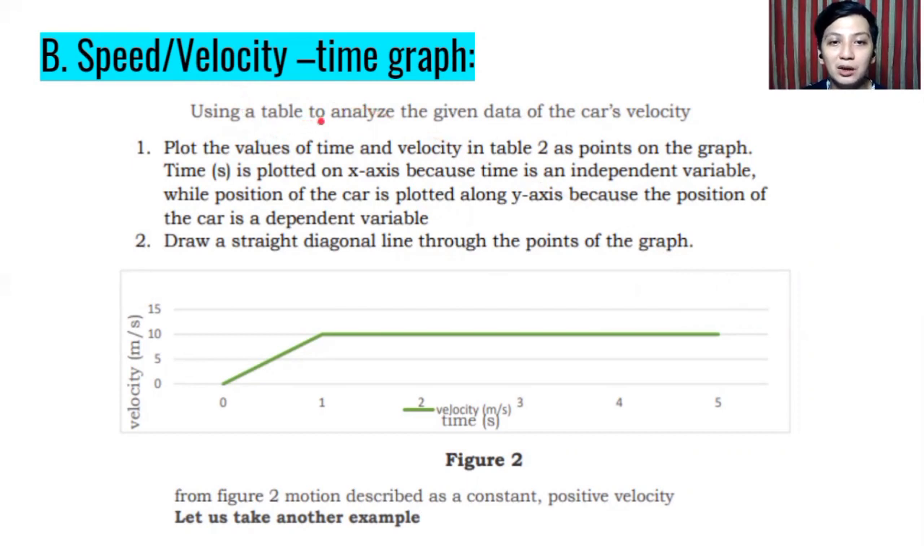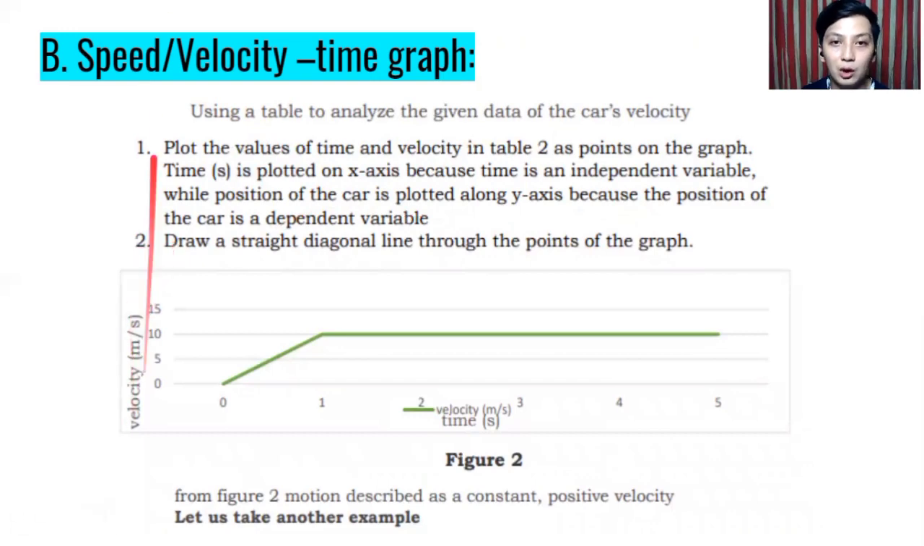So using a table to analyze the given data of the car's velocity, number 1, plot the value of the time and velocity in the table 2, yung kanina natin ginawa, as points on the graph. Time, or in seconds, is plotted on the x-axis because time is an independent variable, while position of the car is plotted along y-axis because the position of the car is the dependent variable. Number 2, draw a straight diagonal line to the points of the graph.